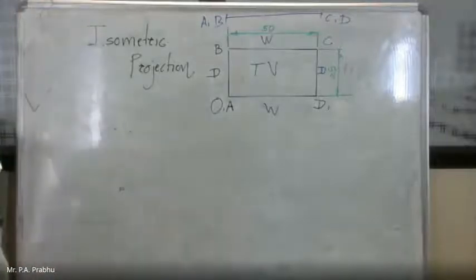Observe that this is a top view of a rectangular plate. It doesn't have a thickness or height. The two dimensions are width and depth, meaning horizontal dimensions. There is no height dimension. So all lines in the isometric drawing will be inclined at 30 degrees. There is no vertical dimension.